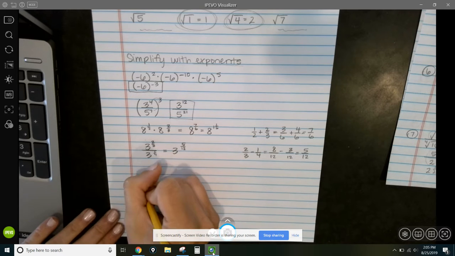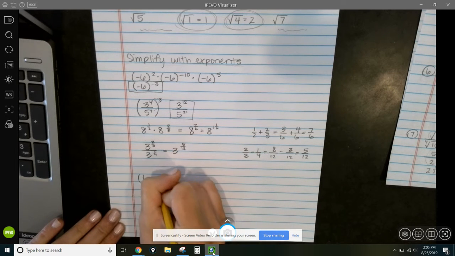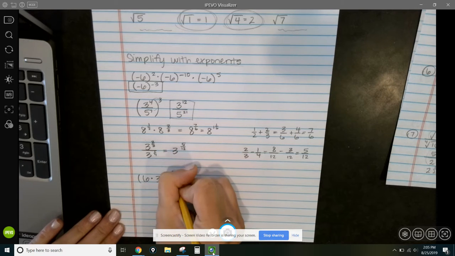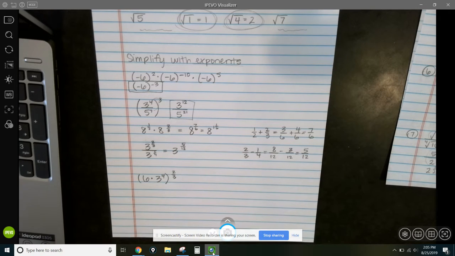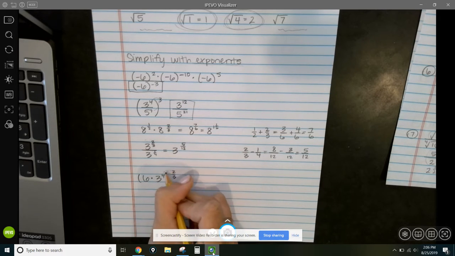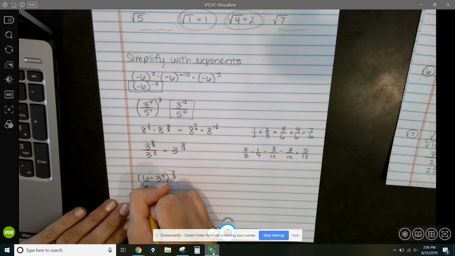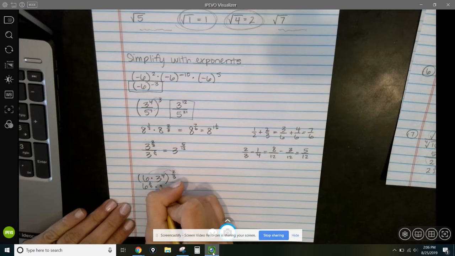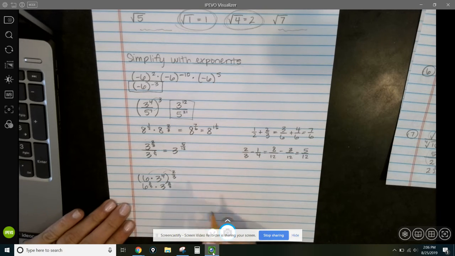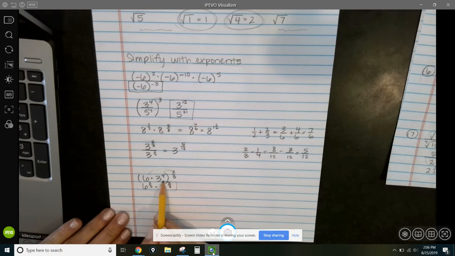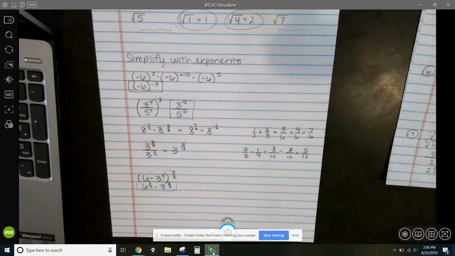Another one to simplify, 6 times 3 to the 4th power, all of that raised to the 2/3 power. So I can't do anything inside the parentheses right now because they don't have the same base. So I can just apply the 2/3 power to each of those. So I would have 6 to the 2/3 power times 3 to the, now I have to do 4 times 2/3, which comes out as 8/3. And that's as simple as I could put that right now, leaving the exponents.